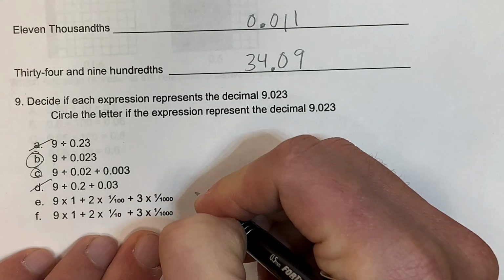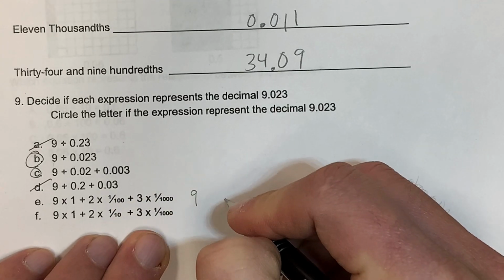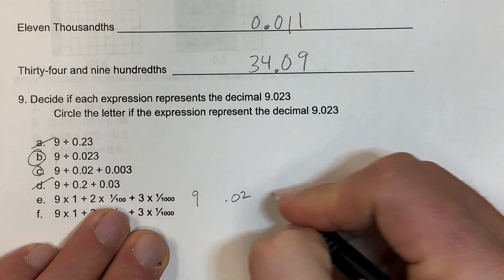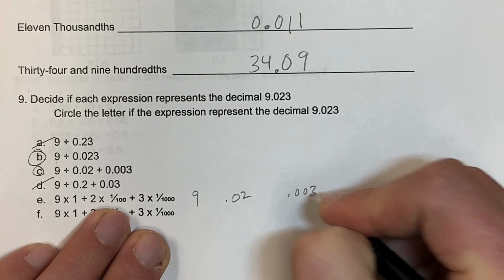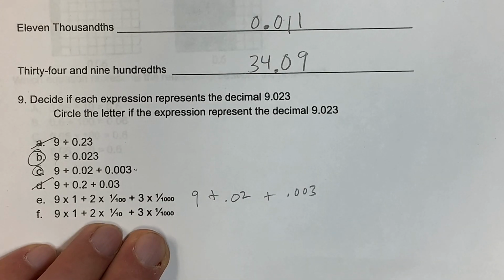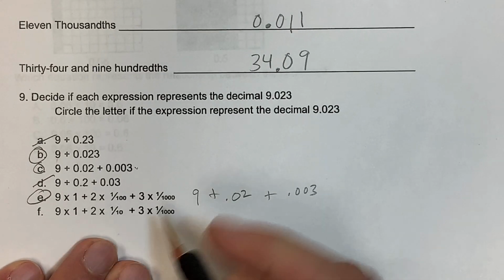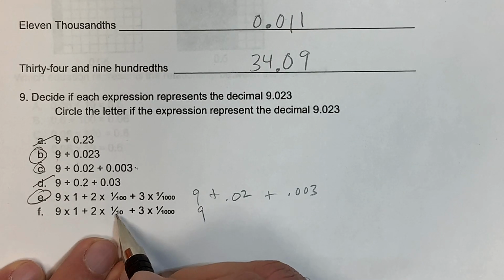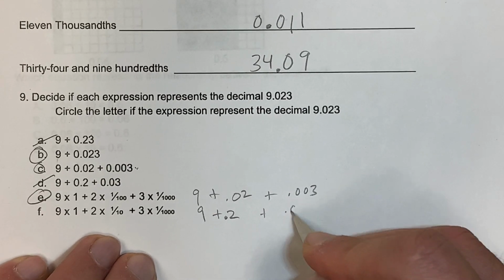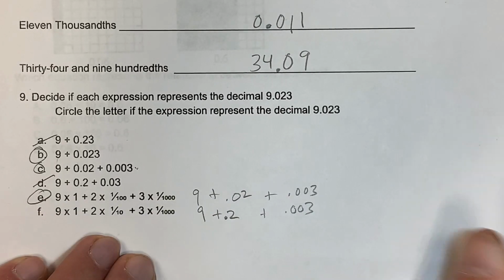This one, 9 times 1 is 9. 2 times 100th equals 2 hundredths, and 3 times 1,000th equals 3 thousandths, and that is exactly like C. When I add those together, that will work. So E is a good one. Let's look at F. 9 times 1 is 9. 2 times a tenth would be 2 tenths, and 3 thousandths. So when I add those, it's going to give me 2 tenths instead of 0 tenths, so I know that's not a good answer.